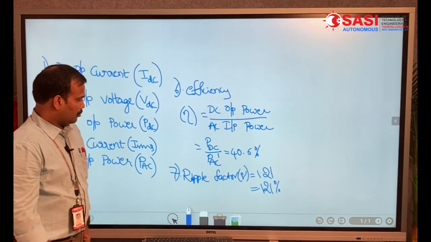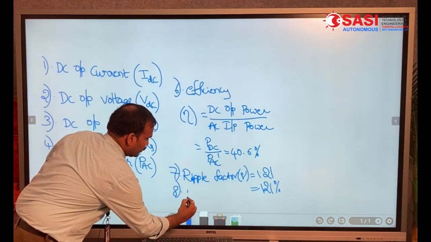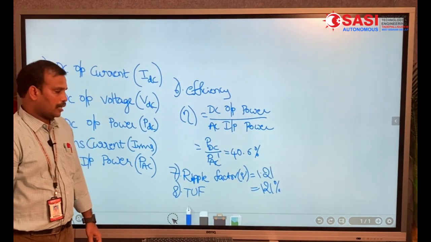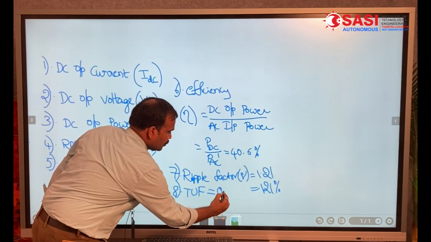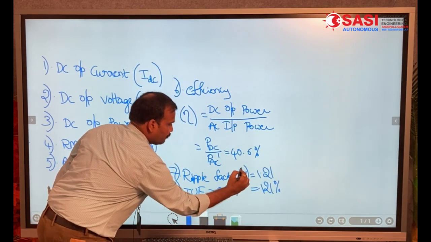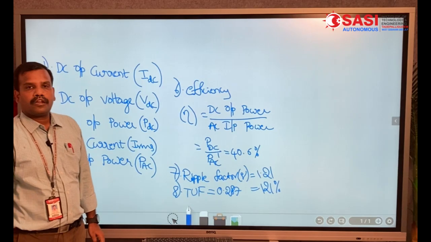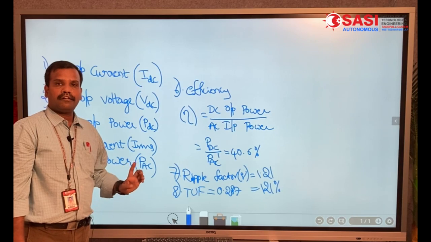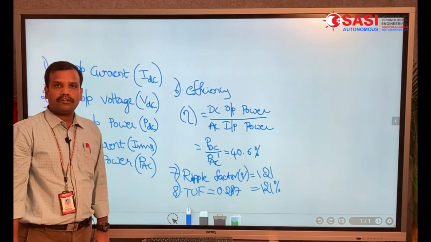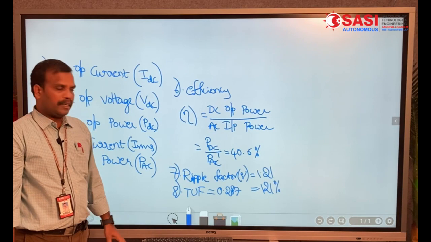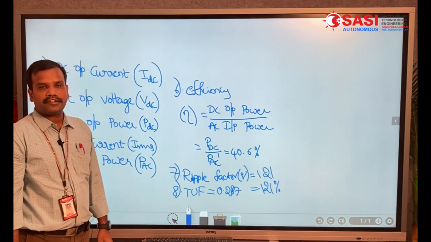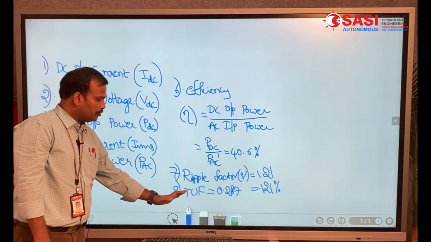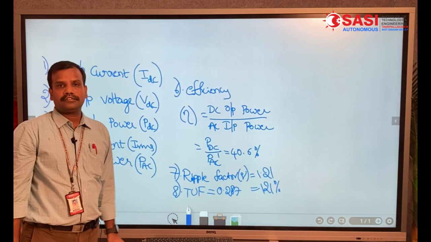Now, transformer utilization factor, TUF. Transformer utilization factor is 0.287. Only 287 watts of the input AC power is delivered to the load. This is also one more drawback. Basically, this transformer utilization factor is used to know the rating of the transformer. Means the usage of the transformer is also very less.